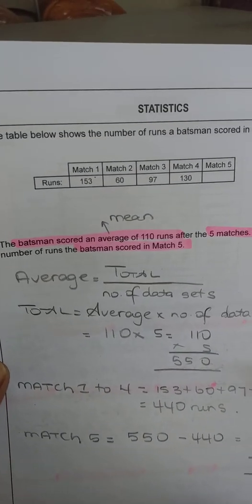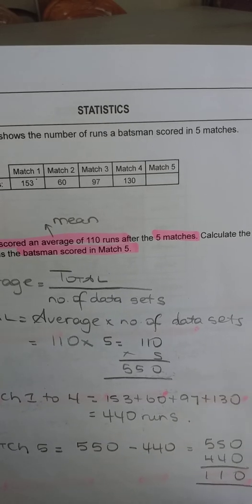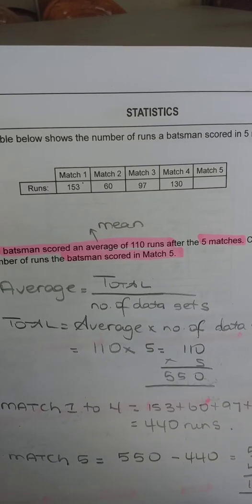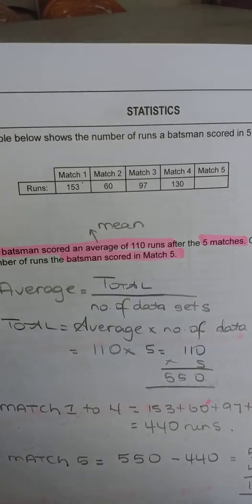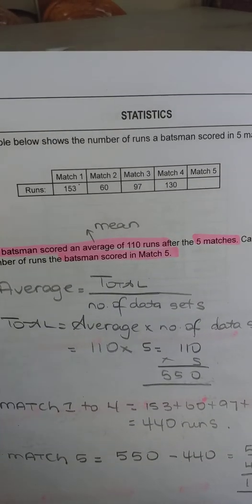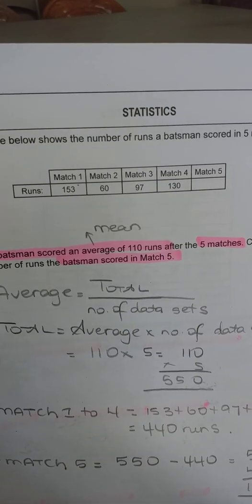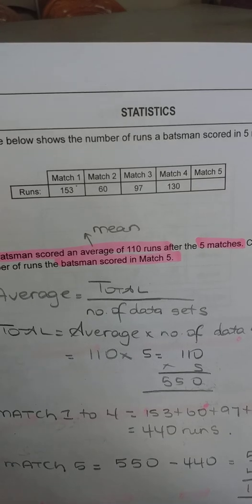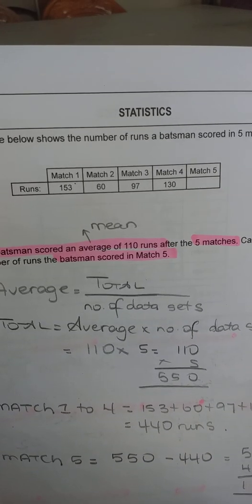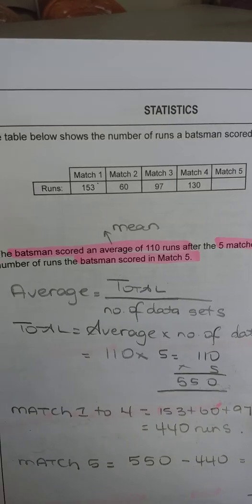Okay, the table shows the number of runs a batsman scored in 5 matches. And we have the values there in our table. We have runs, matches, right? So you have match 1, 153, match 2, 60, match 3, 95, match 4, 130, and match 5, we have blank.